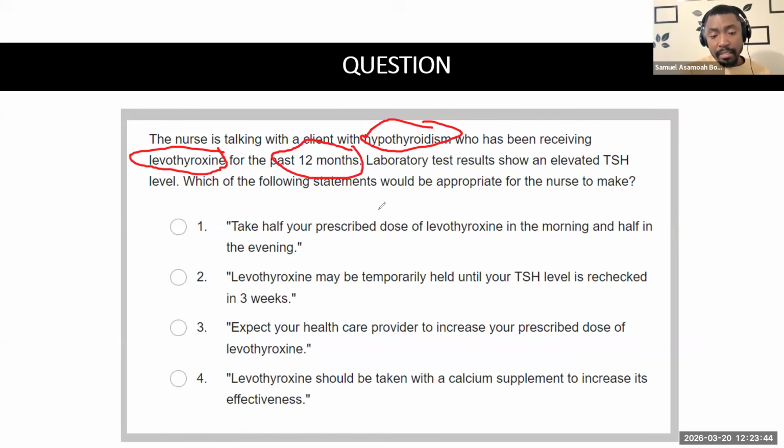And you could tell that this is the type of drug people will take for long. How do I know that? Because this guy has been taking it for the past 12 months. It tells you that it's not a short-term drug. It's a long time. Then you get a clue from that. Now, the laboratory test results show an elevated TSH. So TSH is high.